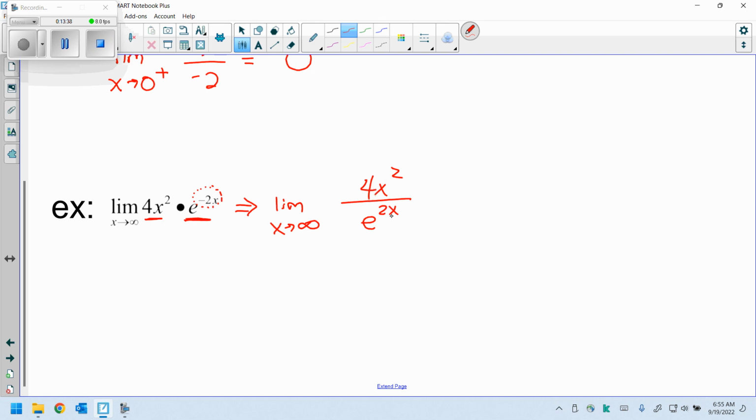And now it's L'Hopital time. I'll take the limit as x approaches infinity, and I'll get 8x as the derivative of the top, and derivative of e to the something is e to the something times the derivative of the something. And even though I could do something with that 8 and the 2, I'm still going to have a really huge number divided by a really huge number.